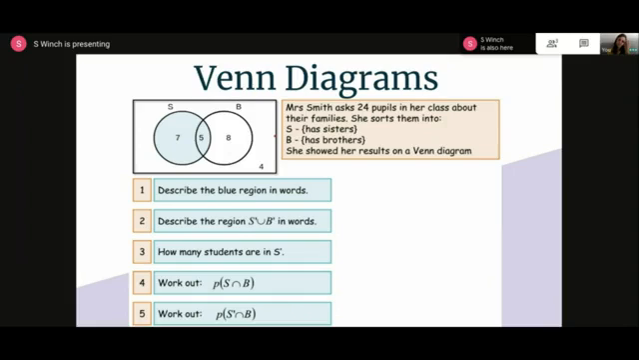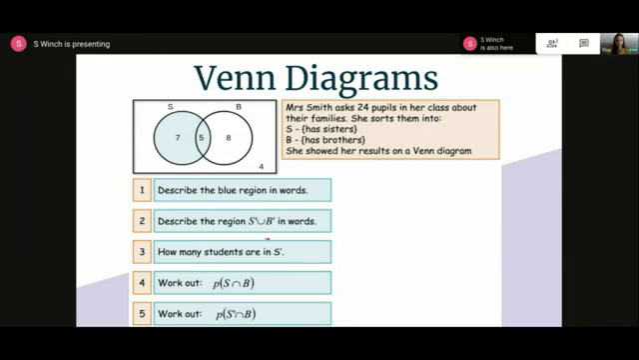Describe the region "not S union, not B" in words. That just basically means the 4 that we're looking at. So down here, who doesn't have a sister or brother? And of course, there's 4 people that don't have either a sister or brother.